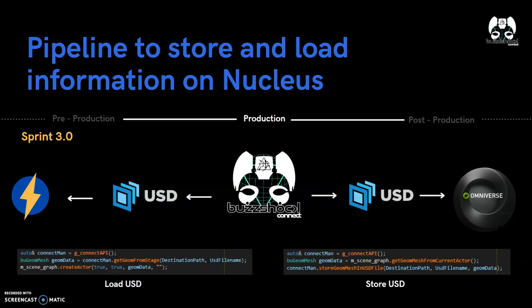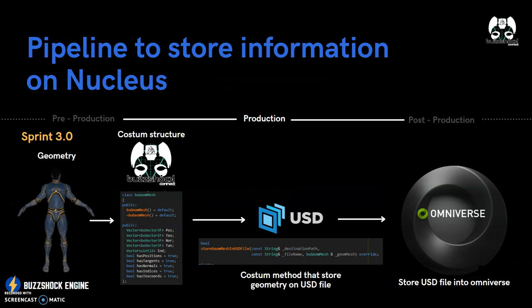Actually, you can see these two functions, which are the ones that can load information from USD and store information to USD. This is with the plugin that I developed, so we can get and share that information between projects. The pipeline to store that information in Nucleus is very simple. For example, from the Buzzshock engine, we get a geometry. That geometry passes through a custom structure in Buzzshock Connect. That is the normal information from a geometry: the position, textures, normals, tangents, and index. That information passes through a custom method created in Buzzshock Connect as well. That custom method transforms the geometry information into a USD file, and after that, we only send that information into Omniverse.